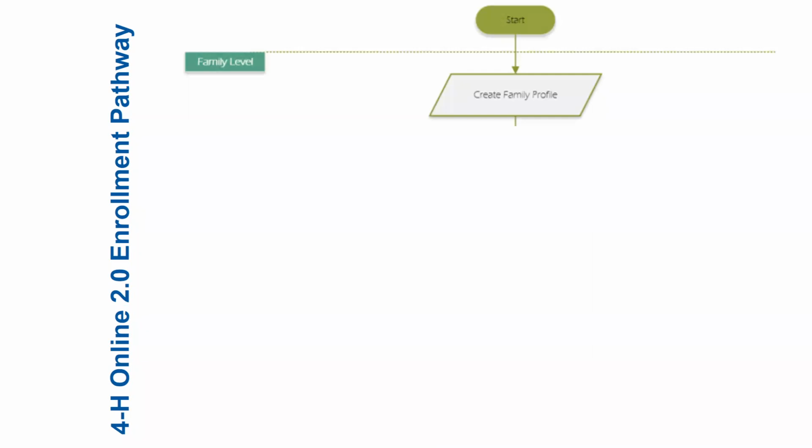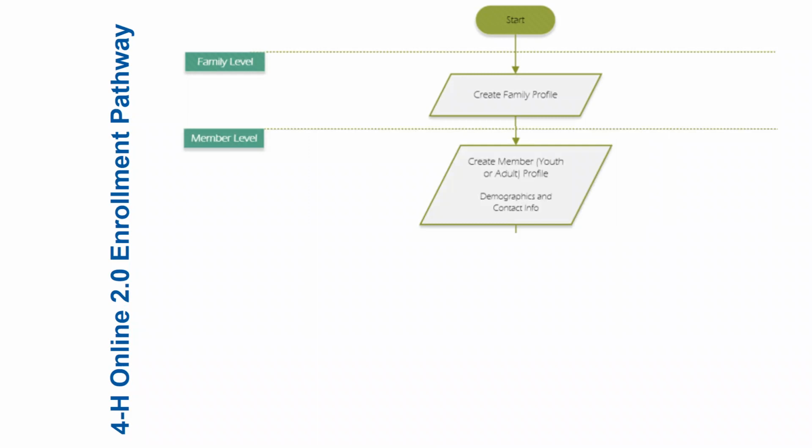Now let's go over the enrollment pathway in 4-H Online 2.0. At the family level, a family profile is created. This is the same as in 1.0. However, the member and program level are separate in 2.0. At the member level, the family adds individuals, youth or adults, into the system and creates a profile. At this time, demographics and contact information is collected into the system. Remember, the profile is a member's record in the system. A member may or may not have a 4-H enrollment associated with the profile.